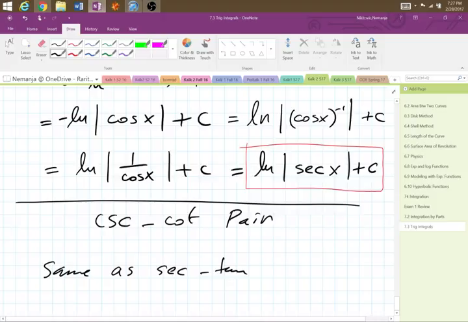We're going to take a short break, then we're going to restart the stream for 7.4 trigonometric substitution, because we didn't do enough trig. Now we're going to do trig substitution.